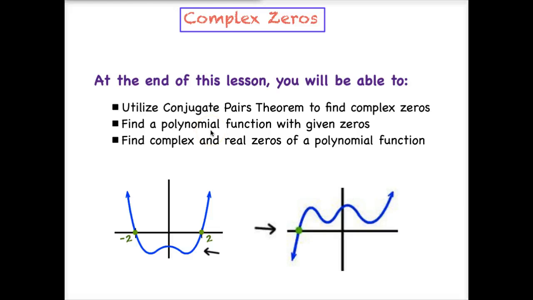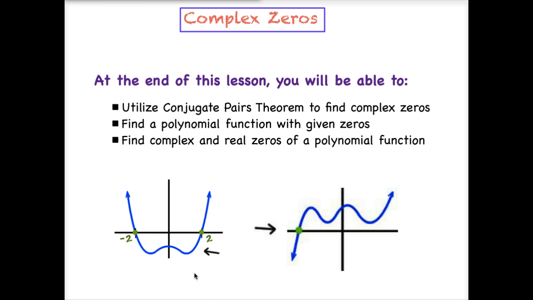In today's lesson, we will explore complex zeros. At the end of the lesson, you should be able to utilize the conjugate pairs theorem to find complex zeros, as well as find a polynomial with given zeros, and find all complex and real zeros of a polynomial function. Let's look at these two diagrams down here at the bottom.